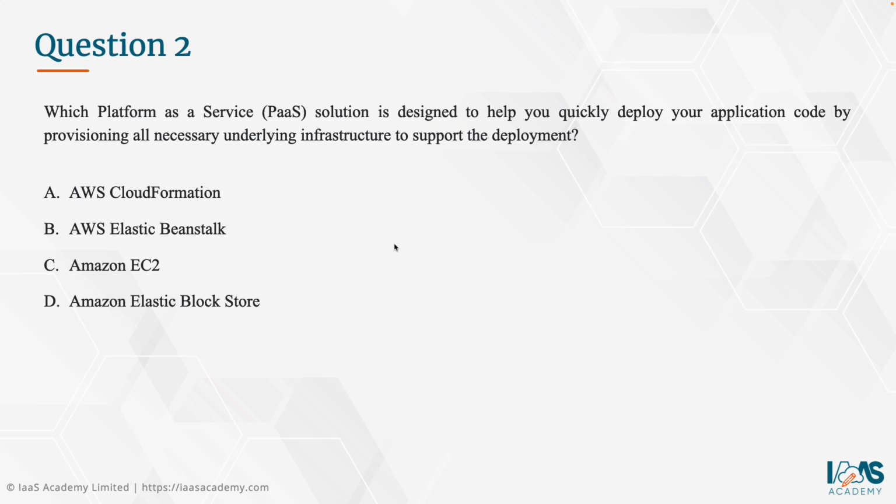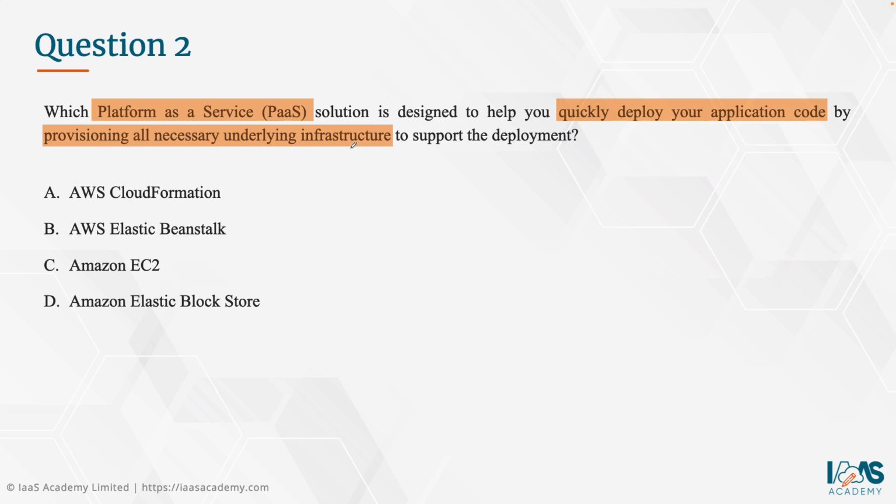Let's take a look at the key phrases here. So you've got platform as a service solution. So it's not infrastructure and it's not software as a service. And you want to quickly deploy your application code. The platform as a service solution must provision all necessary underlying infrastructure as well. So it should quickly deploy your application code and it should provision the underlying infrastructure, the VPC, the EC2 instances, the load balancers, all that wonderful stuff.